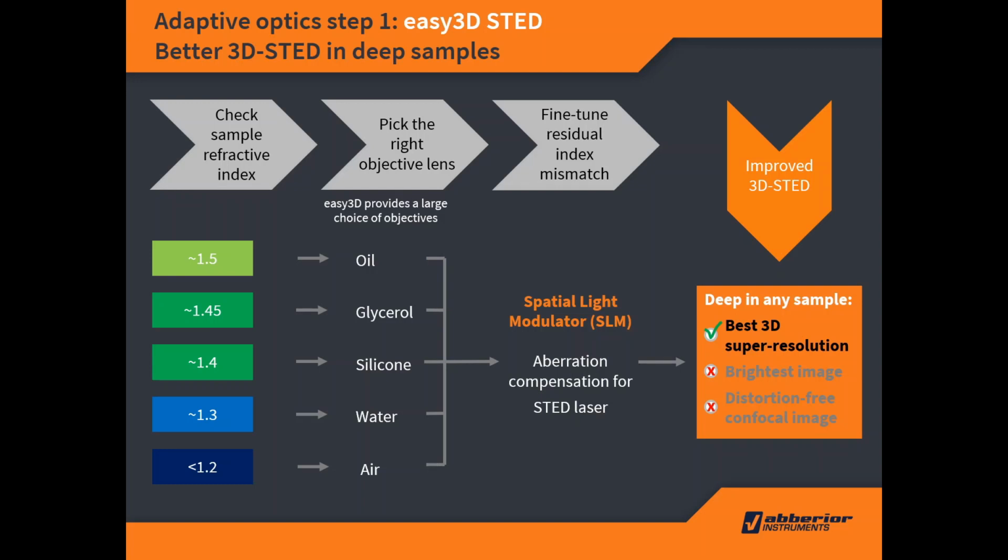What the spatial light modulator in Easy 3D STED can then do is that the residual mismatches between the mounting medium and the immersion liquid can be compensated. And that works for the STED laser, so we get a very good 3D STED image, for example. It doesn't affect the confocal image though.